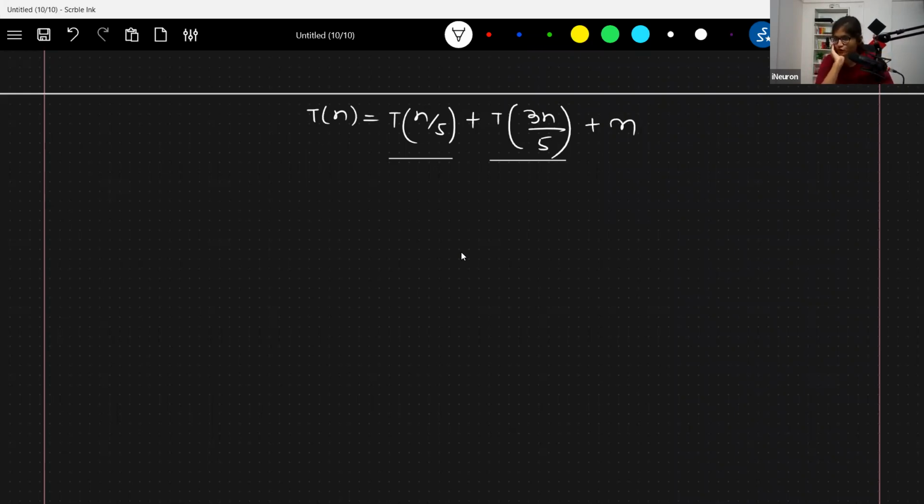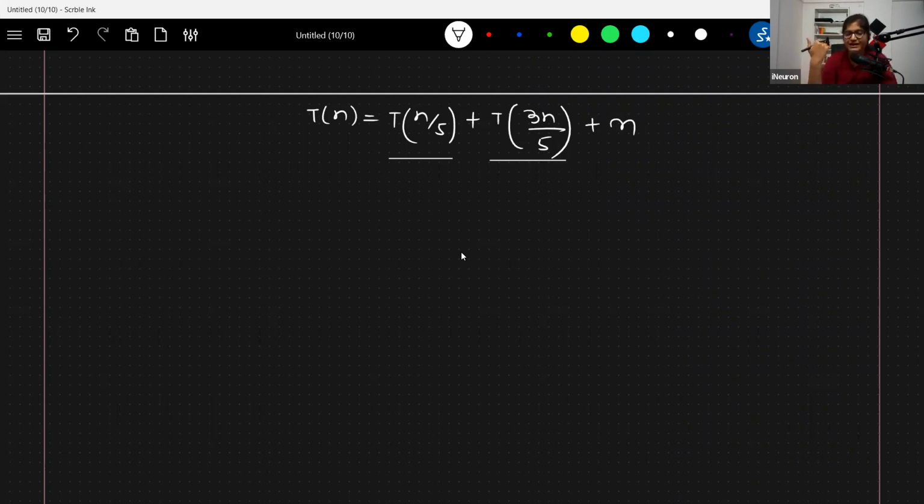Exactly. So Grijesh is reaching the point that when we add n by 5 plus 3n by 5, it is not equal to n. So if you observe in this example, the cost requirement at every level will be different if you observe it carefully. So here you need to manually add all the levels.